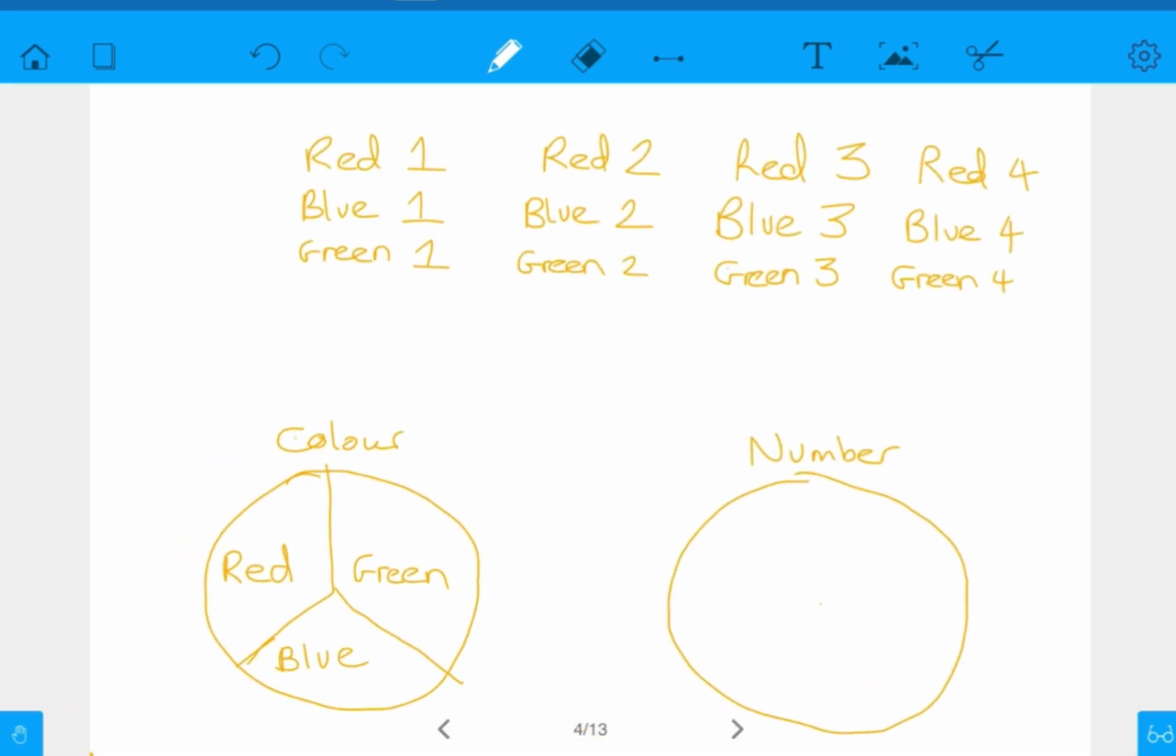And then for the numbers, these also have an equal chance of being chosen. So 1, 2, 3, and 4. So the angles will be 90 degrees.